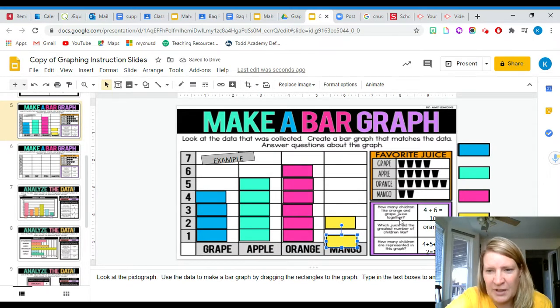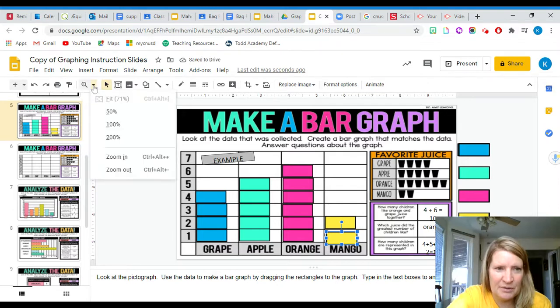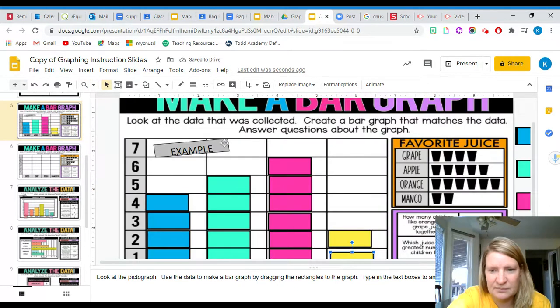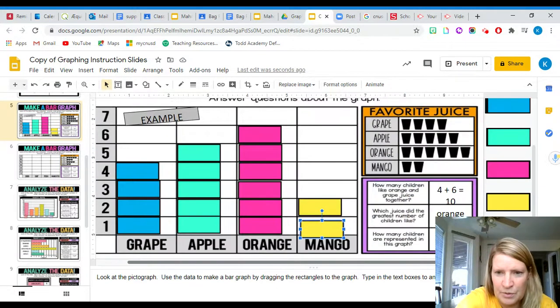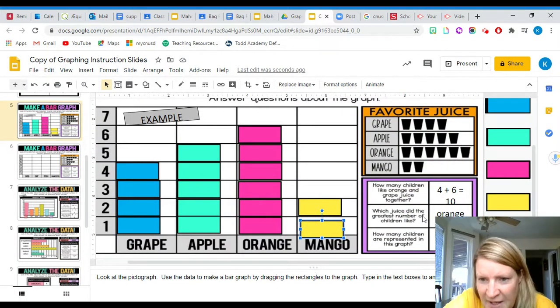Now we have to go over here and answer the question. Ooh, I moved that again. I'm really good at moving things. Let me zoom in a little bit so we can read that. And slide it over. All right, so this question says, how many children like orange and grape juice together?